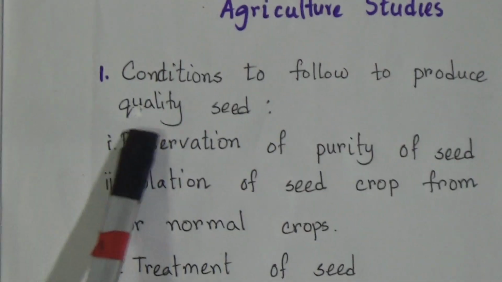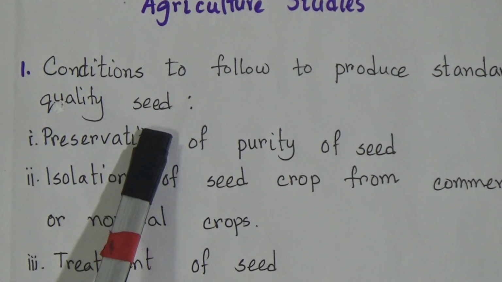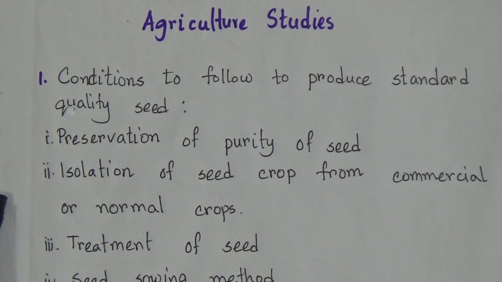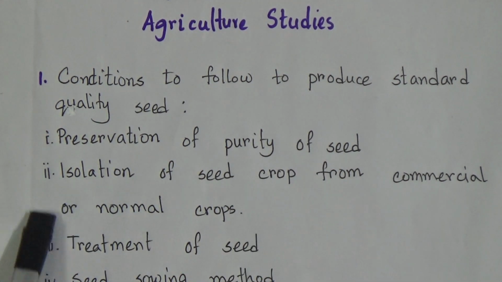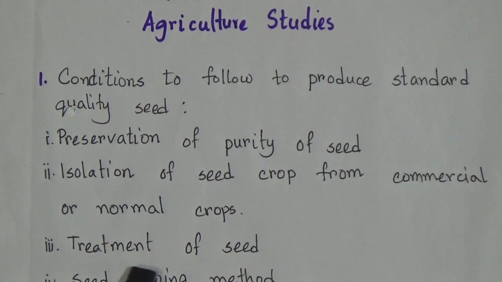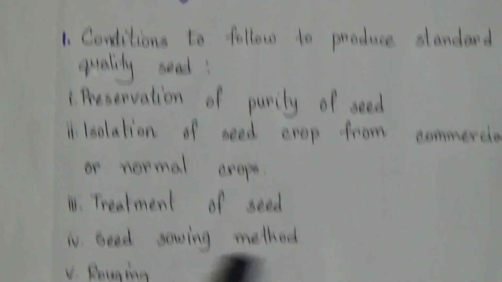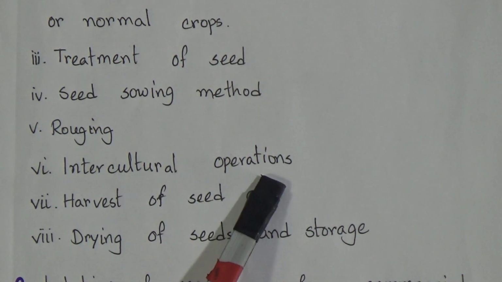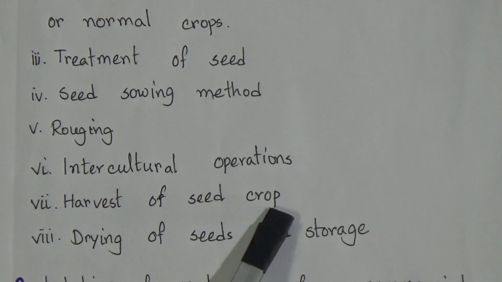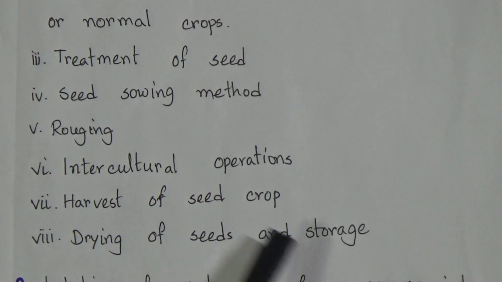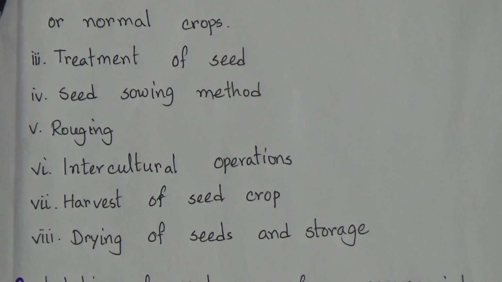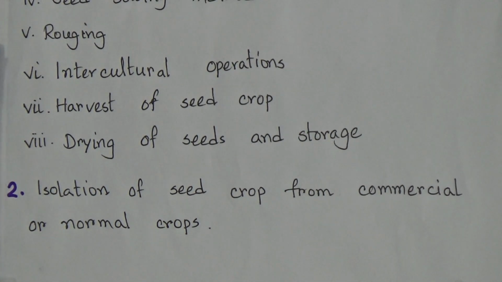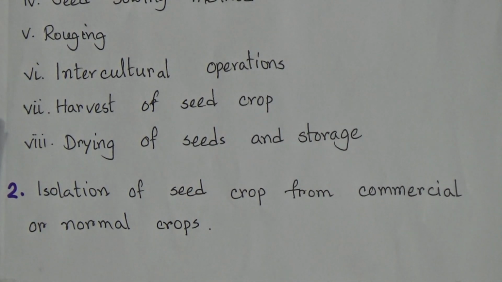Conditions to follow to produce standard quality seed. Number 1 is preservation of purity of seed. Number 2, isolation of seed crop from commercial or normal crops. Number 3, treatment of seed. Number 4, seed sowing method. Number 5, rogging. Number 6, intercultural operations. Number 7, harvest of seed crop. Number 8, drying of seeds and storage. My dear students, here I have summarized the points for you, but you must write the points in detail.